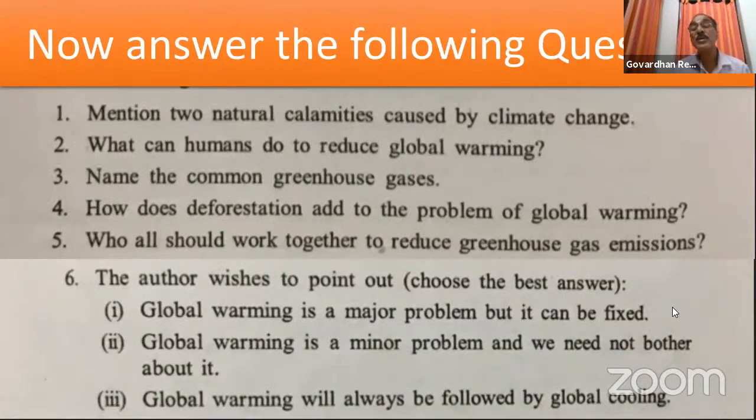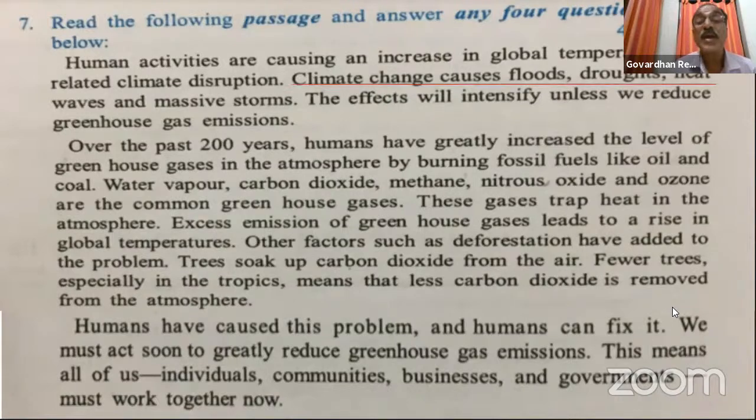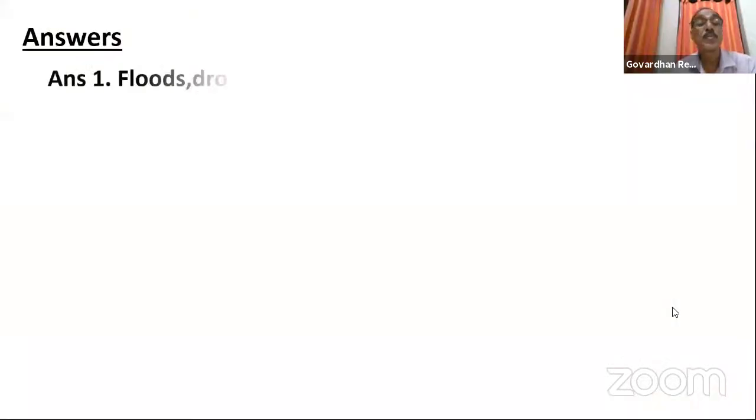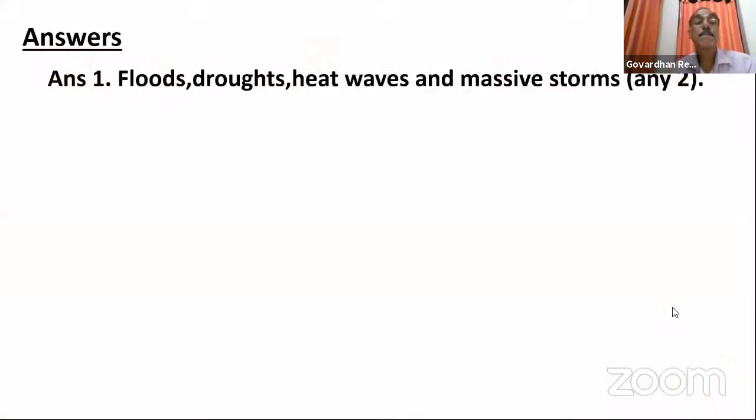Mention 2 natural calamities caused by climate change. He's asking 2 natural calamities or disasters caused by climate change. Now, the answer: climate change causes floods, droughts, heat waves, and massive storms. There are 4: floods, droughts, heat waves, and massive storms. We'll have to answer only 2. Only 2 should be answered.